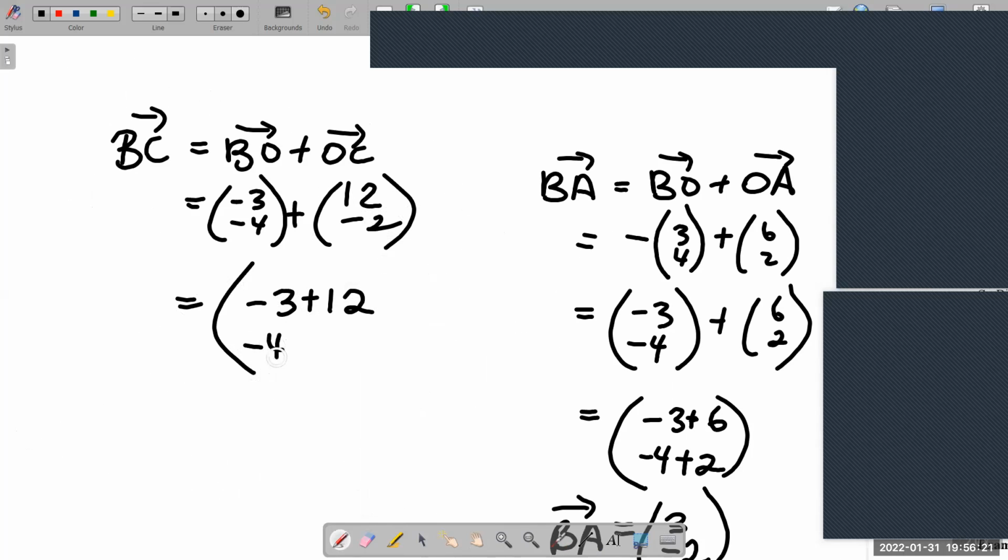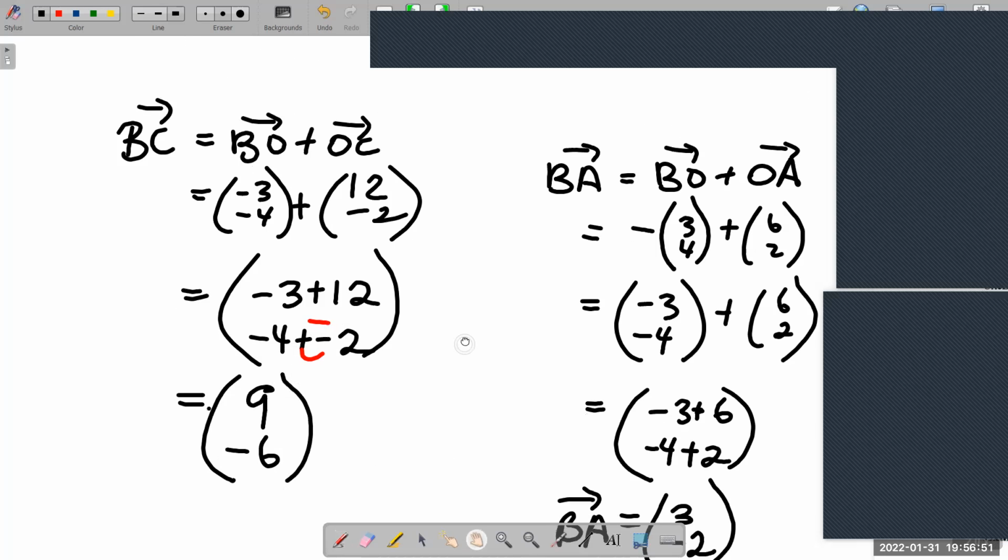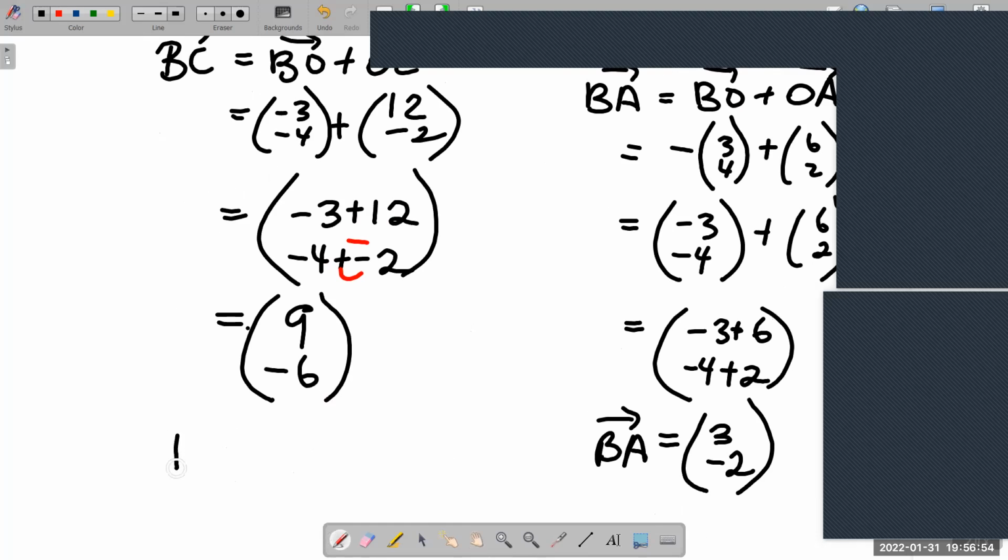And you realize why I keep asking that, because it's about being able to move fast. That's how you get through your exam and finish everything, moving at a steady pace. So what is negative 3 plus 12? Positive 9. And what's the answer here? This is going to become subtract. So negative 4 minus 2. What is negative 4 minus 2? Negative 6. So our final answer, BC, is equal to 9, negative 6.